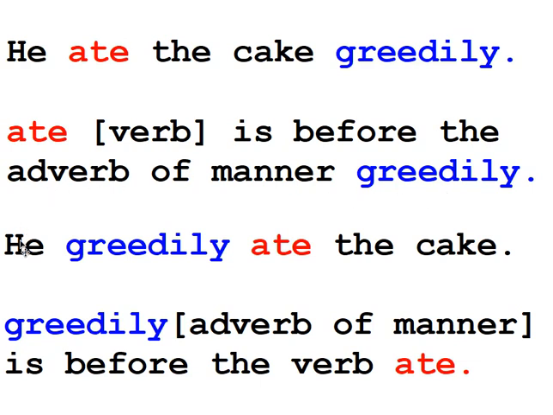And then another example is that he greedily ate the cake. And so we also said that it can be either before or after. So this is an example of adverb of manner, and this is the verb. It has come before the verb. So greedily, the adverb of manner, is before the verb ate. And so you can identify adverb of manner no matter where it is placed, whether before or after.